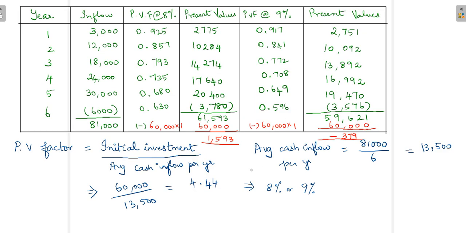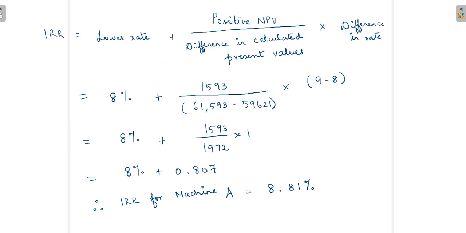The calculated present value is 61,593 minus 59,621, into the difference in rate, 9% minus 8%. So the IRR for machine A is 8.81%.